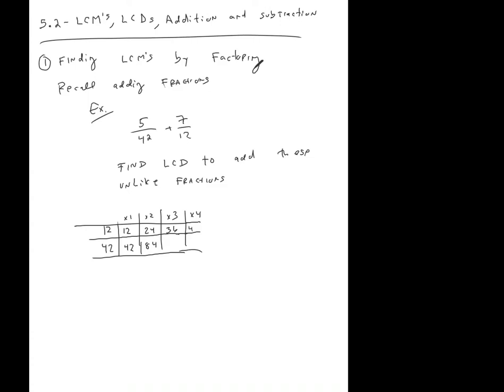All right, 48, but we're still not quite there, so we have to go a little further out, right? Times 5, times 6, right? What do we get? We got 60, right? We got 72, times 7, right? Times 8. Let's see how far we have to go here. Looks like we find our LCD to be 84.